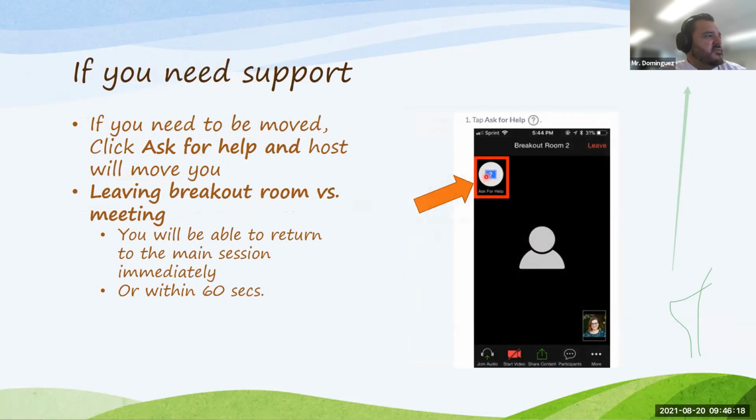Once you're in there, you can ask for help. There's a button that says ask for help, and that will bring the host to give you help. You can also leave the breakout room if you want to, with that button right here. But if you need help, because maybe you are in the wrong room, or maybe you need a translator and we need to put you in a different room that may have that access, you would click on that, okay?